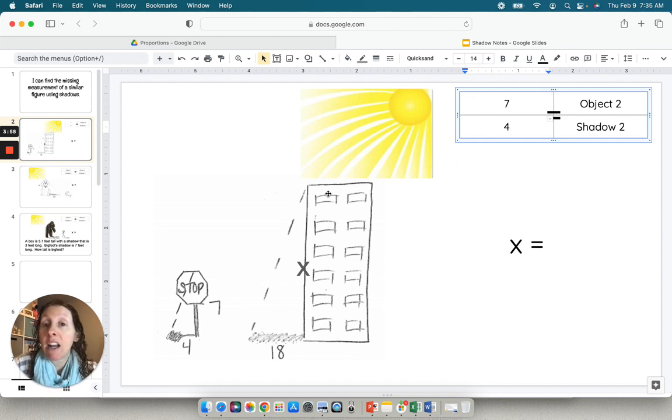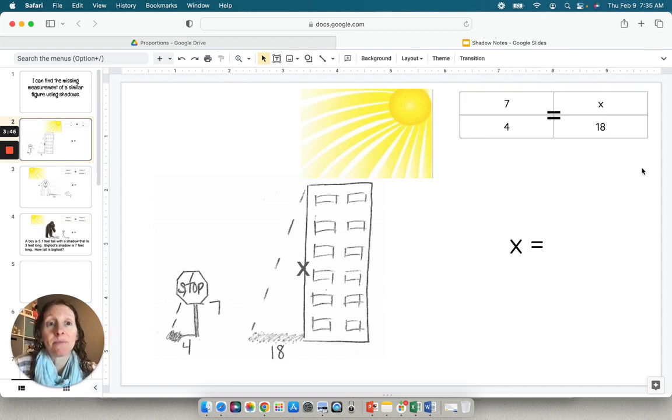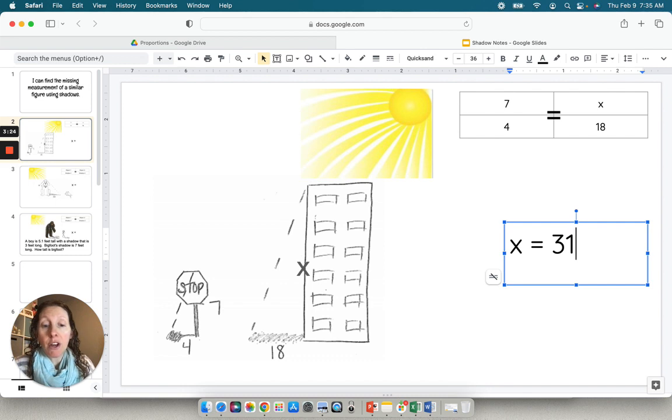All right, so for the second object, which is the height of this building, I don't know how tall it is, so I'm going to use X. And then the shadow is 18 units long. So here I have a proportion. I can't use arrows, so I'm going to cross multiply. So I'm going to do 7 times 18. And then the shortcut is then to divide by that other number. So I'm going to divide by 4. So I get 31.5.